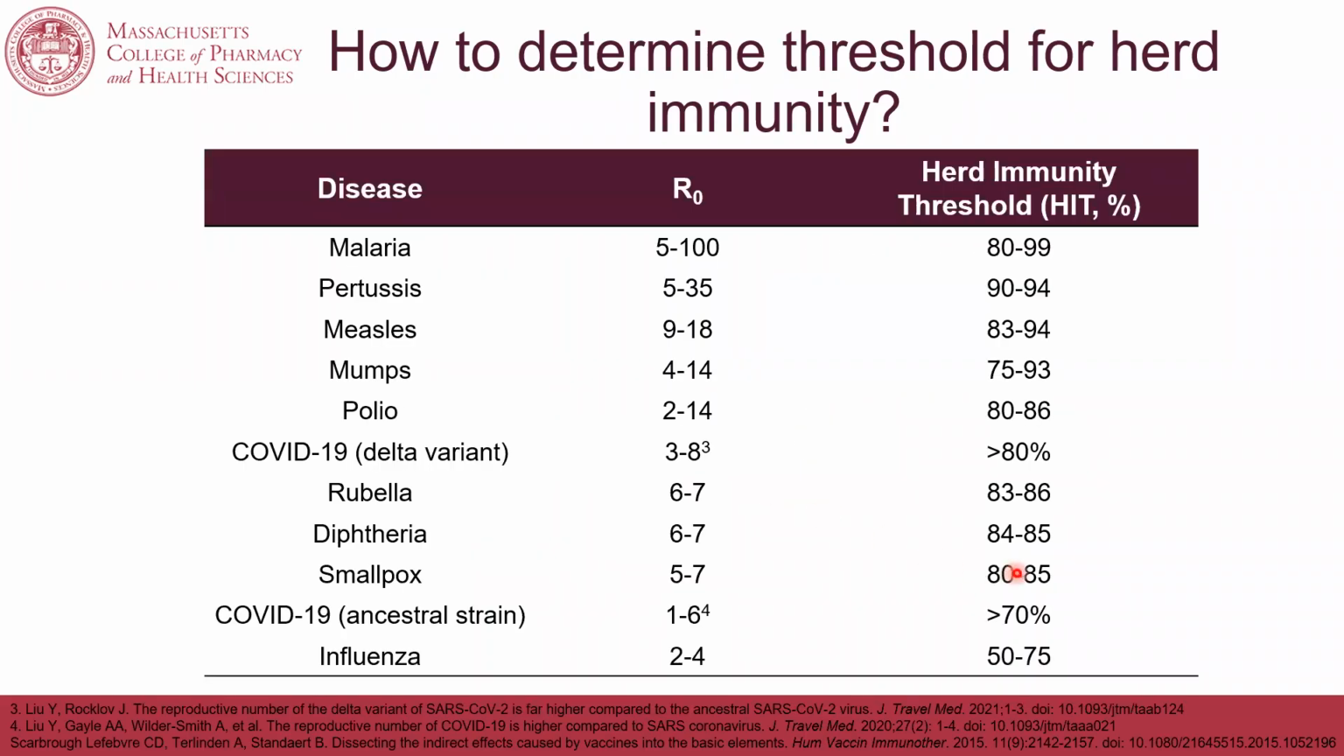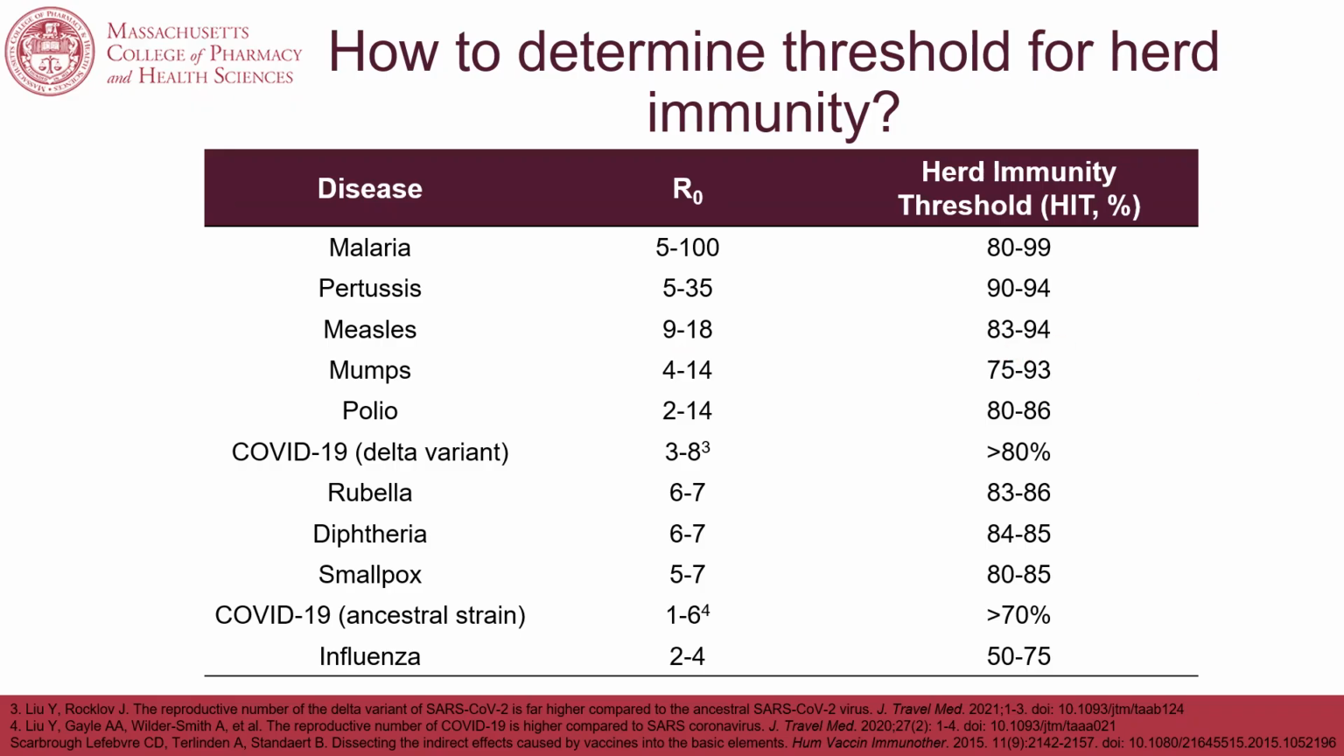And so here I created a table of the most common vaccine preventable diseases. So you have the diseases here on the left, you have the R naught value right here, and then you have this threshold of immunity. And so, for example, if we're looking at measles, if one person is infected with measles, and everyone in that community is susceptible, then that one person can transmit measles to 9 to 18 other people. That's why we need such a high vaccination rate or threshold for herd immunity.